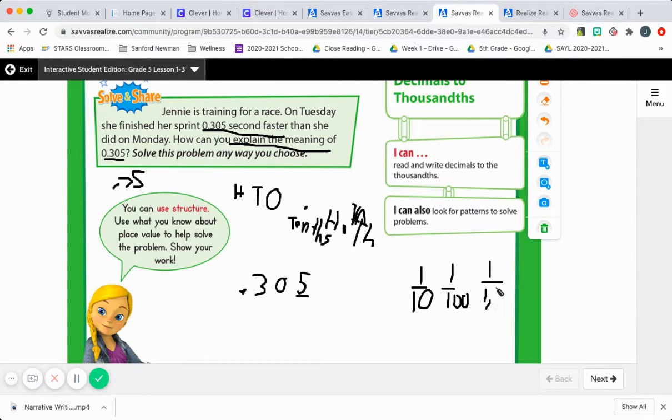Also look at how many numbers you are working with. What do you mean, Mr. Hamel? 1, 2, 3. So that's why it's 305 thousandths. That is what this means. To understand the deeper meaning behind it, this is 305 thousandths. That means her time is faster by this much amount of time.